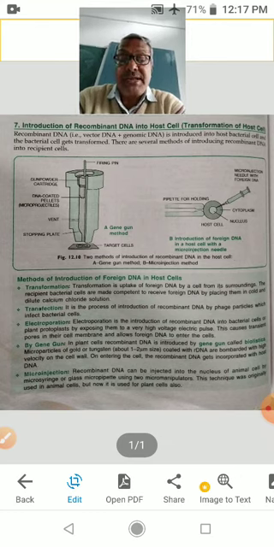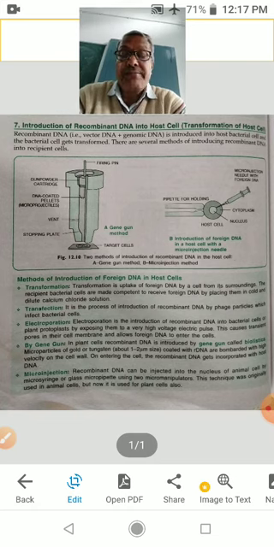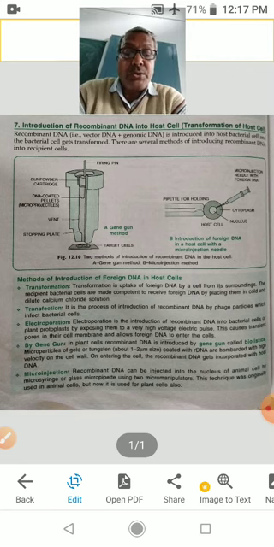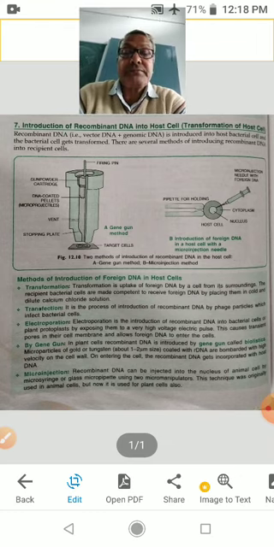Transformation is the procedure by which a segment of foreign DNA is introduced in the genome of a host bacterium or a eukaryotic cell. Recombinant DNA is introduced into host bacterial cell and the bacterial cell gets transformed. There are several methods of introducing recombinant DNA into recipient cells.